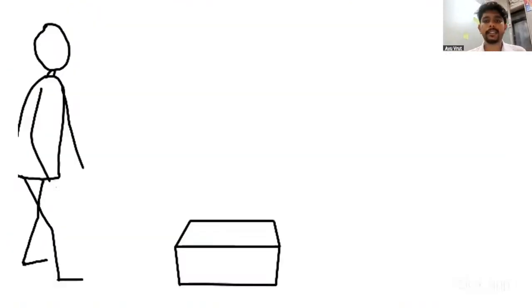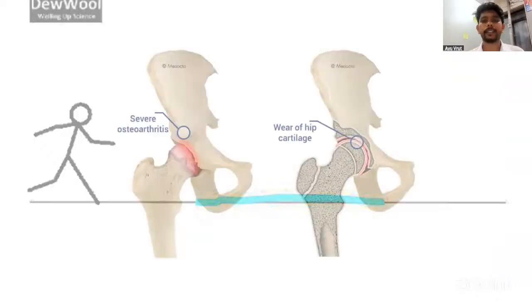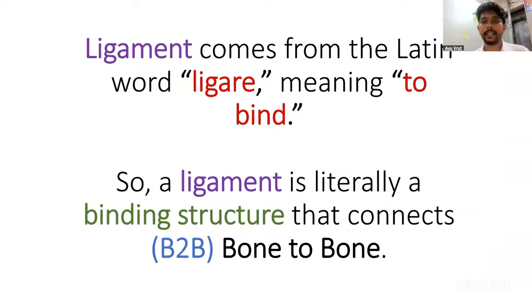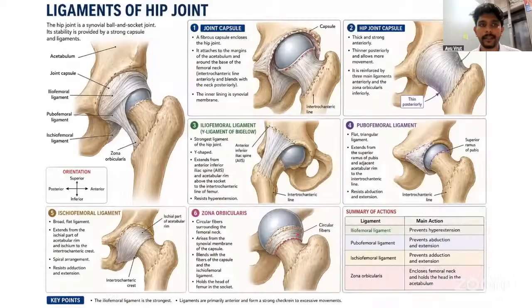Next, after discussing these articular structures, next we'll be moving on to ligament. Ligament comes from the Latin word ligare, which means to bind. What does it bind? Bone to bone. The structure that binds bone to bone is called a ligament. So these are many ligaments you can see: the joint capsule, the iliofemoral, pubofemoral, ischiofemoral, zona orbicularis, a lot of ligaments.